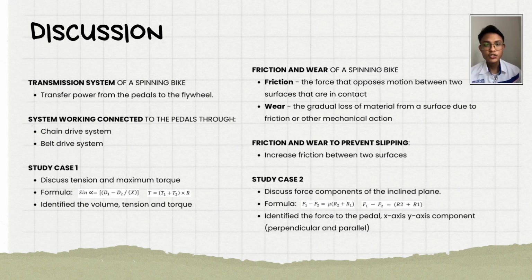For case study 2, we are discussing the force components of the inclined plane. We are using these two formulas to calculate the force perpendicular to the pedal and the force parallel. F1 is the force perpendicular and F2 is the force parallel to the pedal. R1 is the x-axis component of the inclined plane and R2 is the y-axis component. So we have identified the minimum force required to maintain the pedal on a plane at 35 degrees based on the calculation. And then we also determined the bare minimum force. So that's all from me.